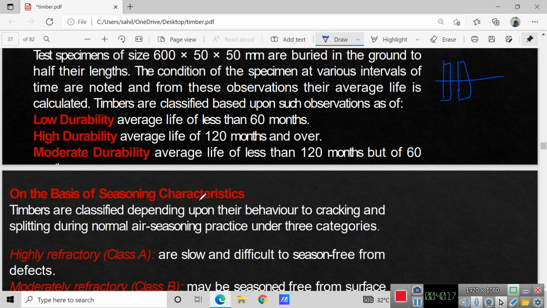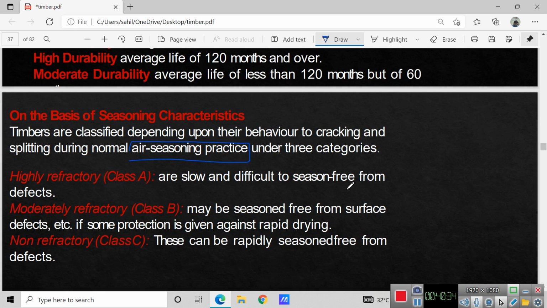On the basis of seasoning characteristics, timbers are classified depending upon their behavior to cracking and splitting during normal air seasoning practice. Air seasoning means natural seasoning. There are three categories. High refractory, class A, are slow and difficult to season, free from defects. Moderately refractory, class B, may be seasoned free from surface defects if some protection is given against rapid drying. Non-refractory, class C, can be rapidly seasoned, free from defects.